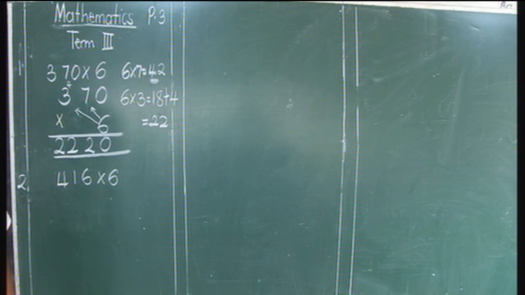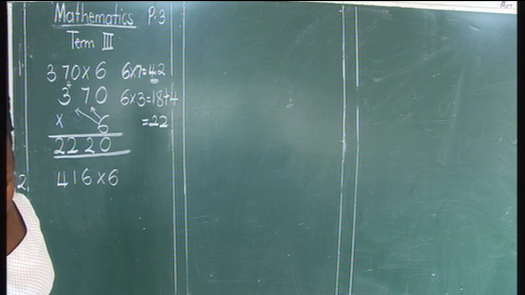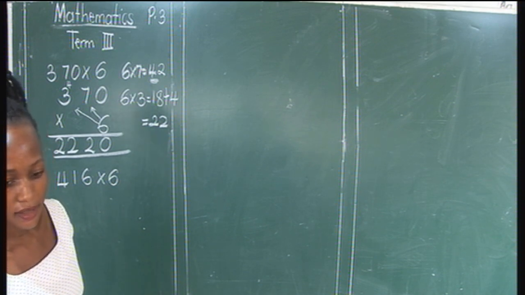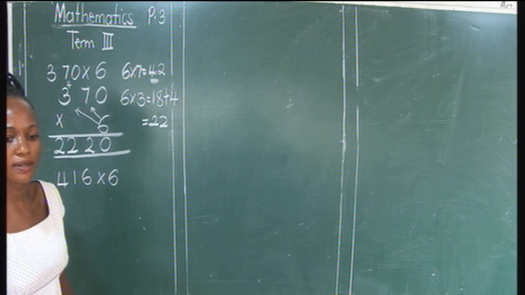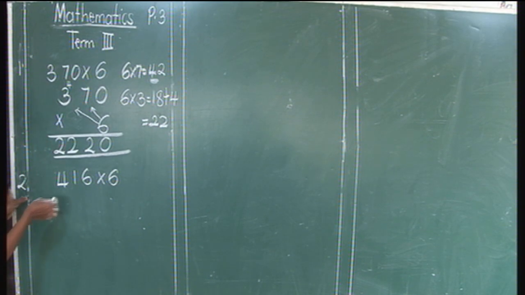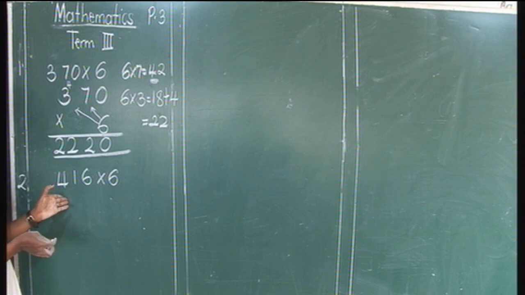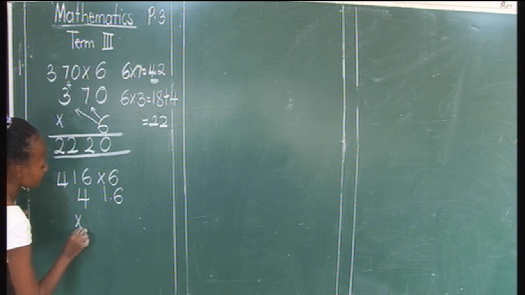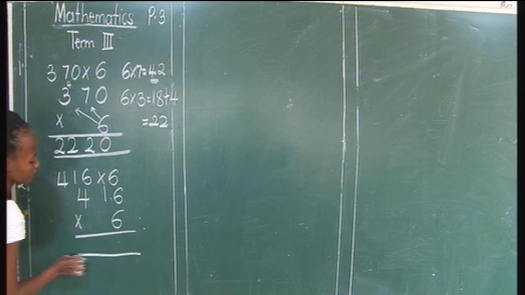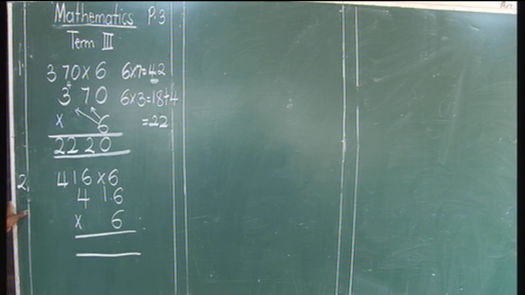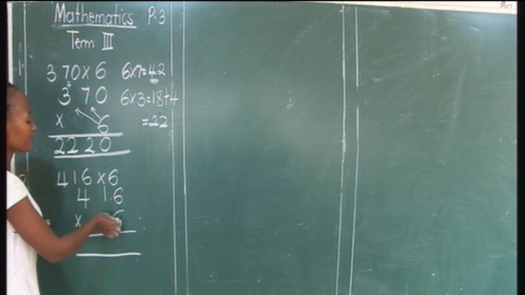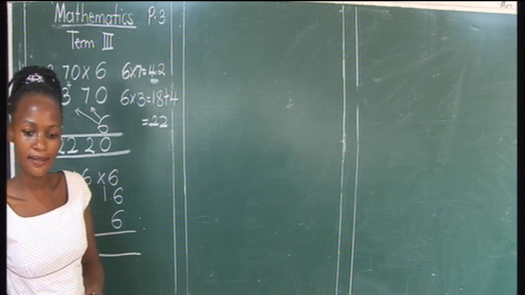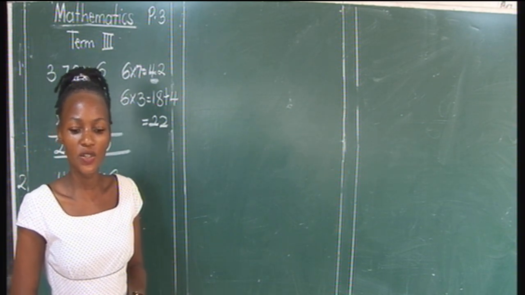Okay? Number 2, we have 416 times 6. Still, we are going to write these numbers vertically so that we can multiply easily. First one is 416 times 6. Under the ones, we shall have 6 times 6. Yes? 6 times 6, what do you get?